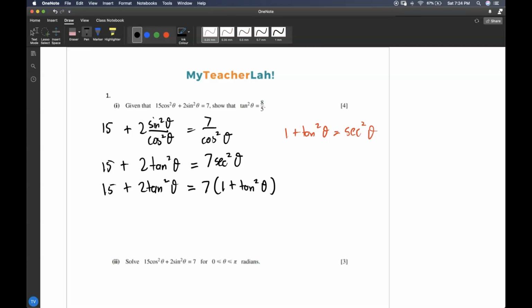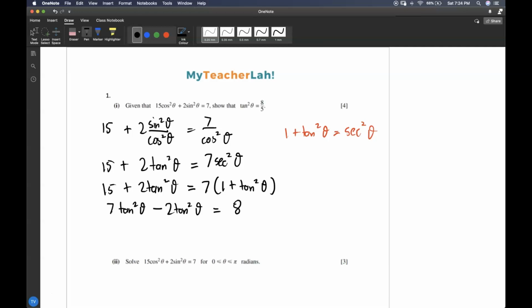Now the next step is to expand this and simplify, and make all of the tangents go on the left hand side and the values on the right hand side. I mean not even a quadratic equation, but all the tangents on the left hand side and the values on the right hand side. So let's show it. I'll end up getting something like this: 7 tangent squared theta minus 2 tangent squared theta equivalent to 8. You'll get this after you expand and rearrange.